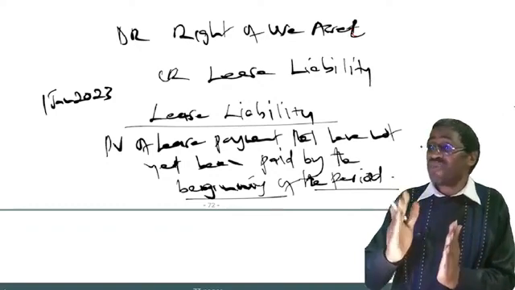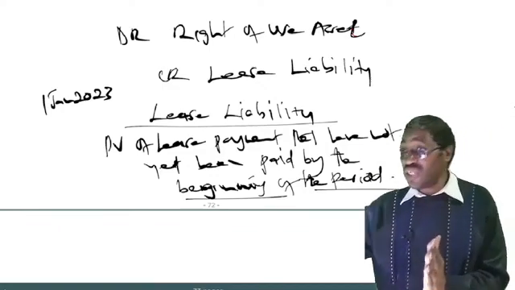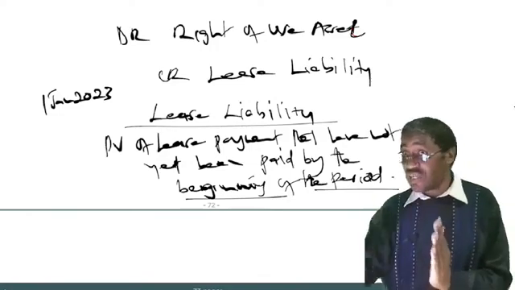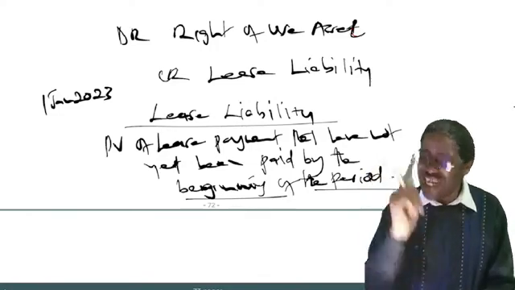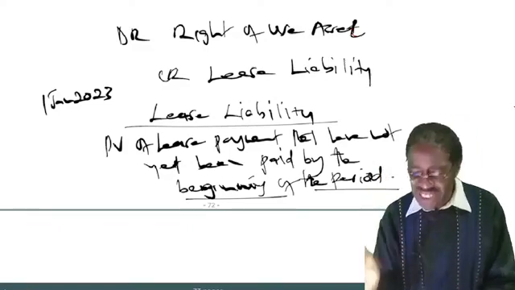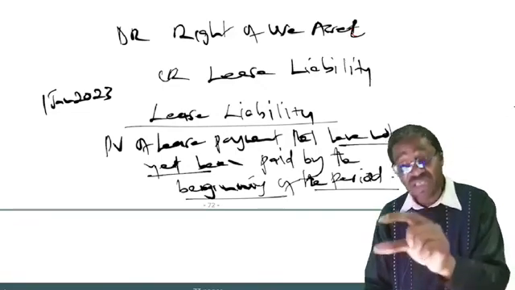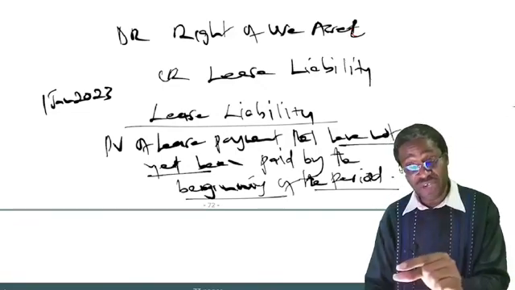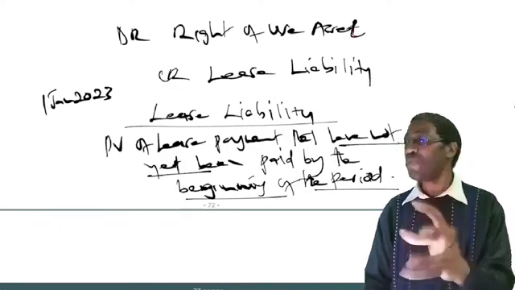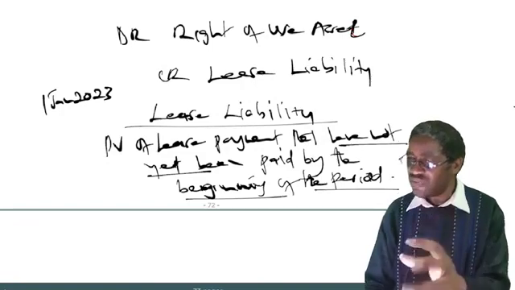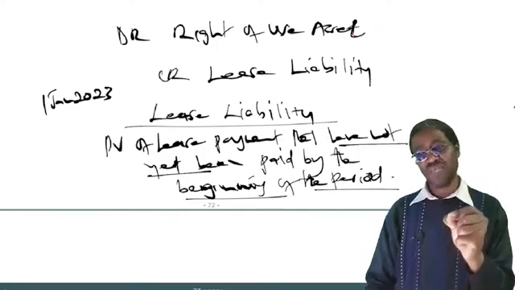You only get the present value of the one you will pay in January 2024, January 2025, January 2026, and so on. You get the present value of the lease payments that have not yet been paid by the beginning of the lease period. Are you there? Very important. How to determine the lease liability. You get the present value of the lease payments that have not yet been paid.